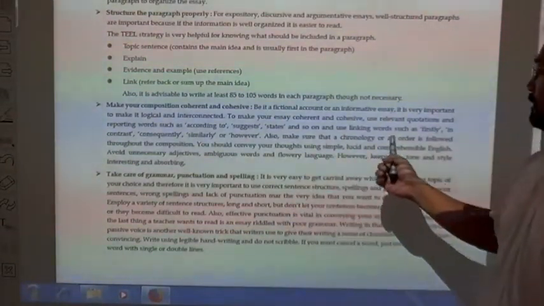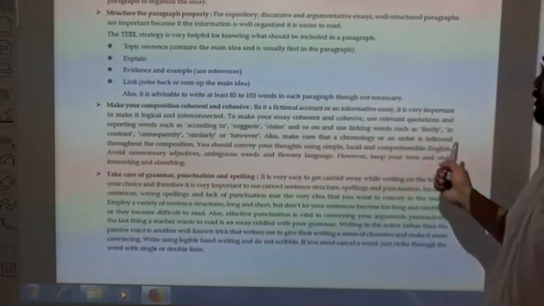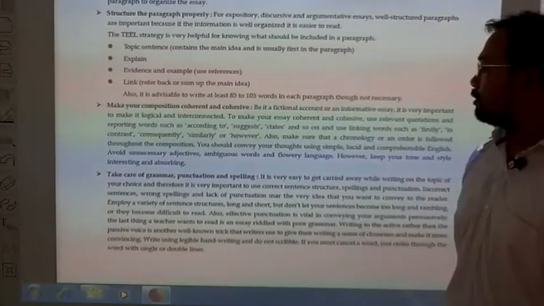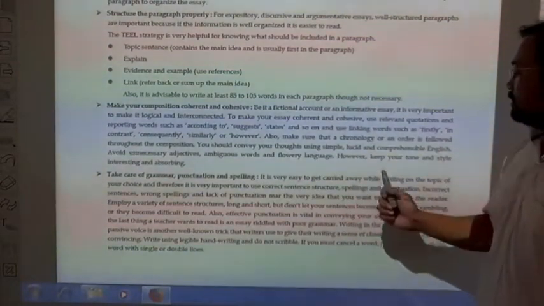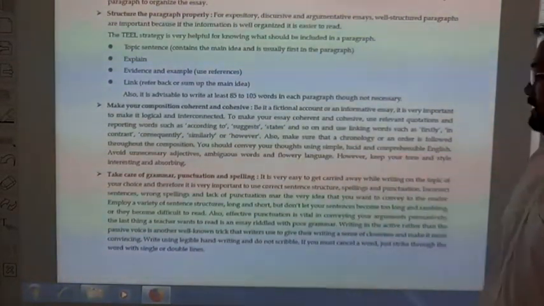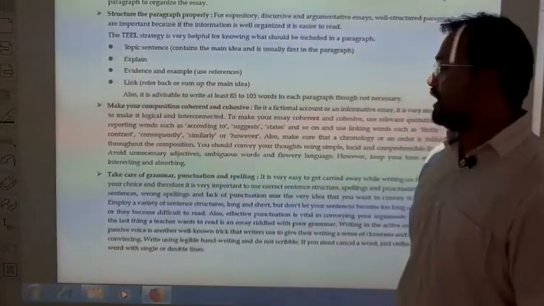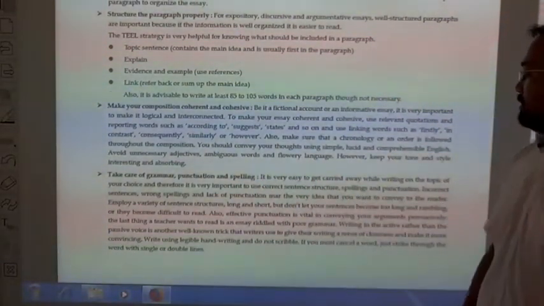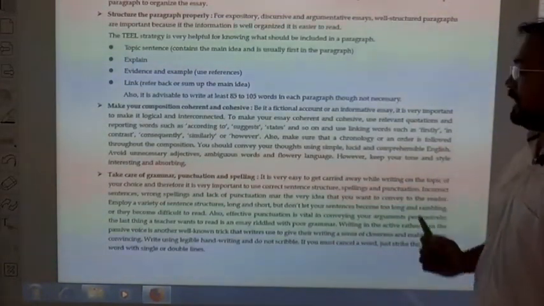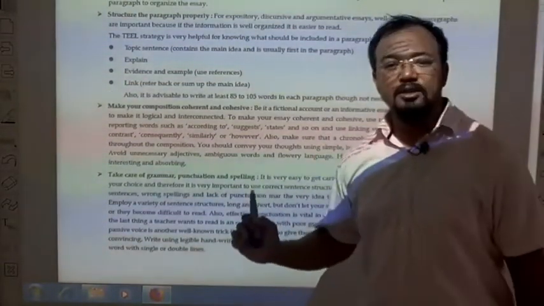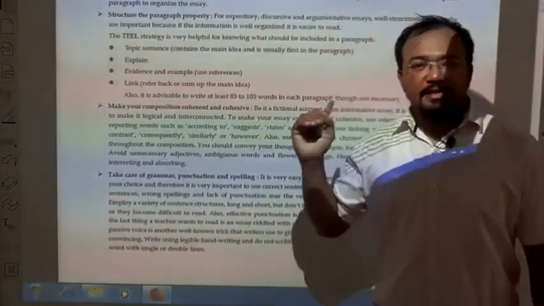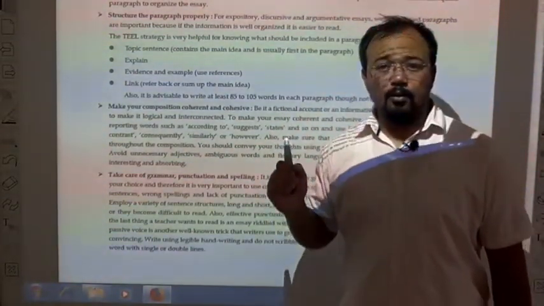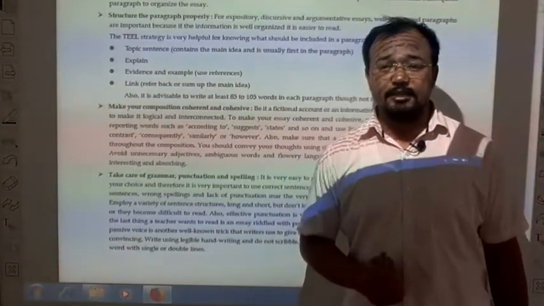Also make sure that a chronology or an order is followed throughout the composition. You should convey your thoughts using simple, lucid and comprehensible English. Avoid unnecessary adjectives, ambiguous words and flowery language. However, keep your tone and style interesting and absorbing so that the examiner will feel very amused when he or she reads such an essay.